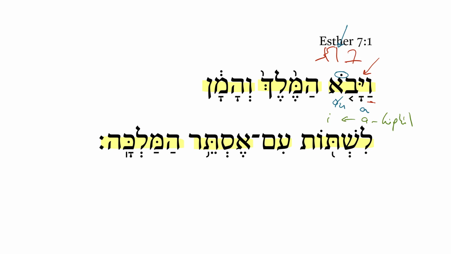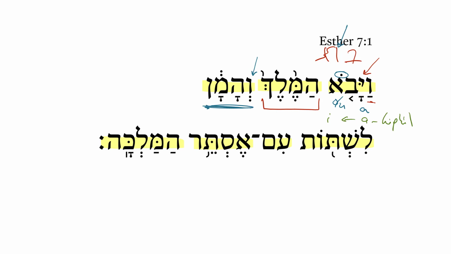We have a qal, and notice it's singular. So it's third masculine singular. So the subject here formally is the king. And then the king came. But look here, we get this conjunctive vav with Haman, and I would call this a vav of accompaniment, and we might say something like along with Haman. And the king came along with Haman.